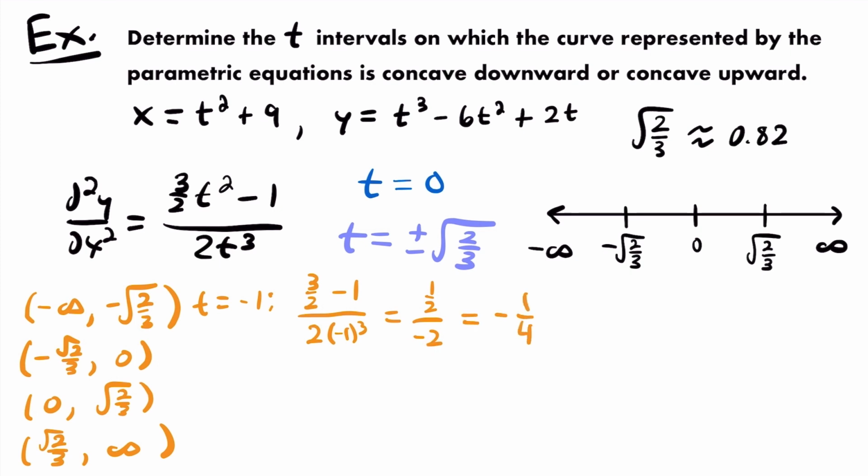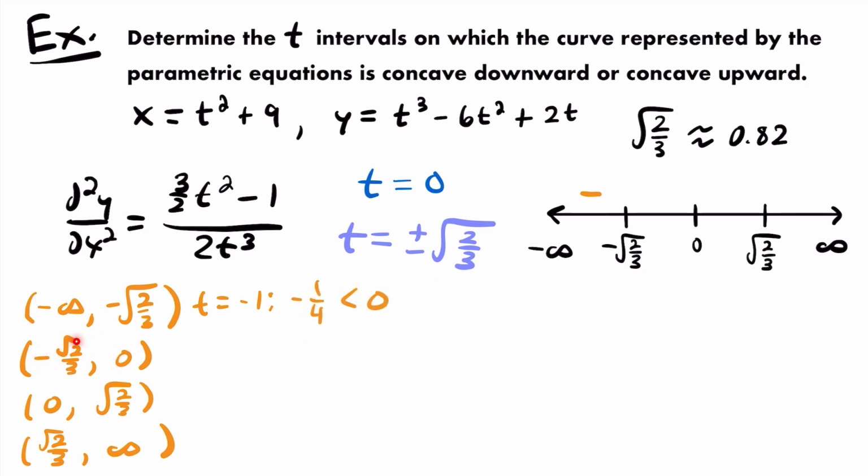All right, and negative 1/4 is less than 0. That is a negative value for our second derivative, which means that for this interval, our curve is concave down. So I'll mark that with a negative sign. Okay, so that takes care of this interval. Our curve is concave down. Now let's work on our next interval.